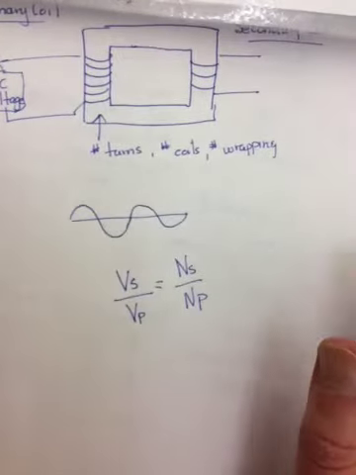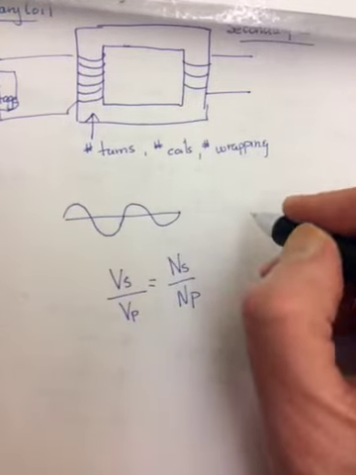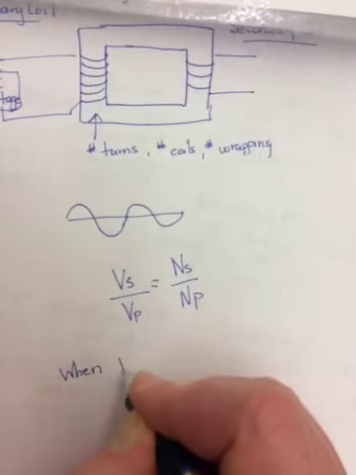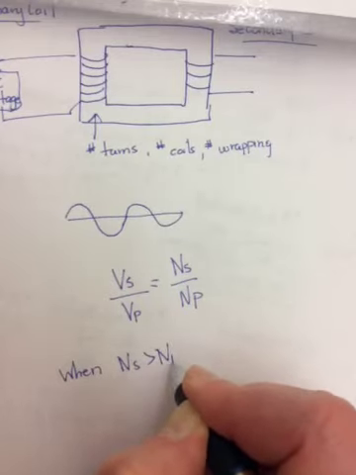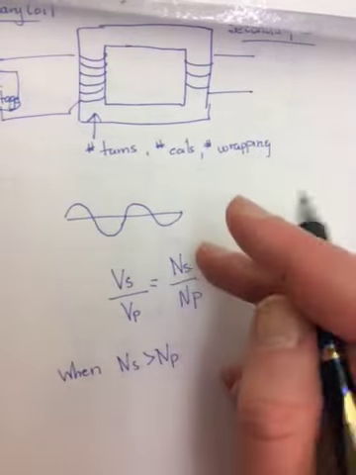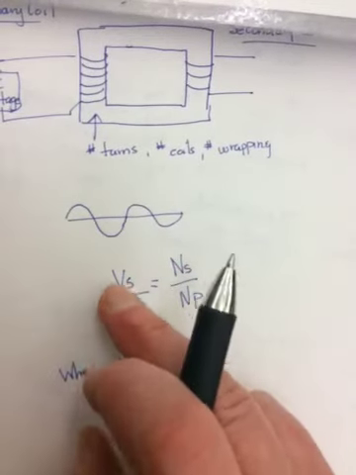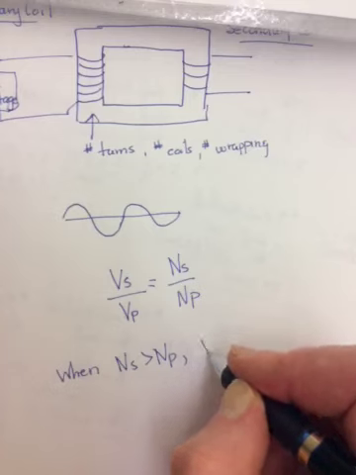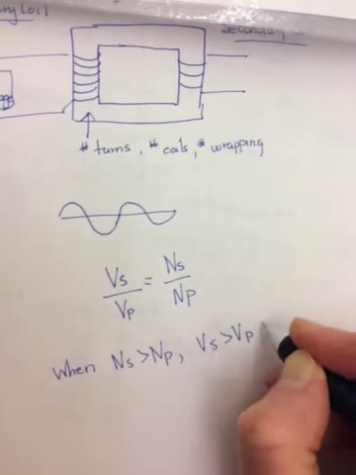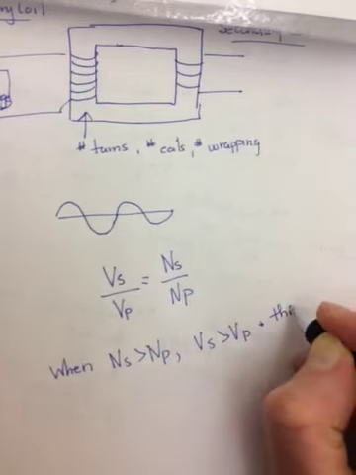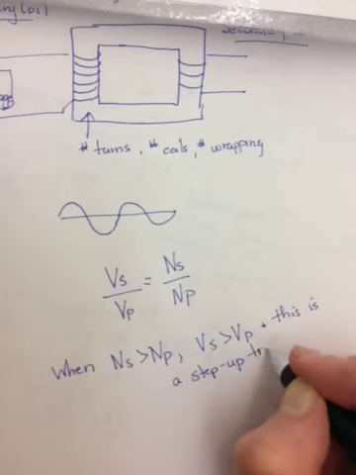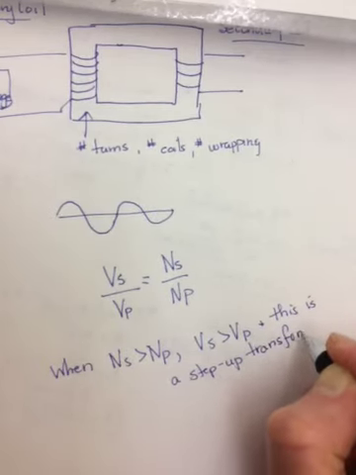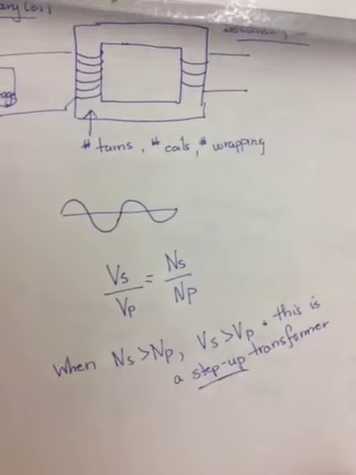And when that happens, it's called a step-up transformer. So when NS is greater than NP, and you should be able to see that by the math, right? When NS is bigger than NP, that means VS is going to end up having to be bigger than VP. So when NS is bigger than NP, VS will be larger than VP, and this is a step up transformer, meaning you're taking the voltage and you're upping it. Okay, a step up transformer.